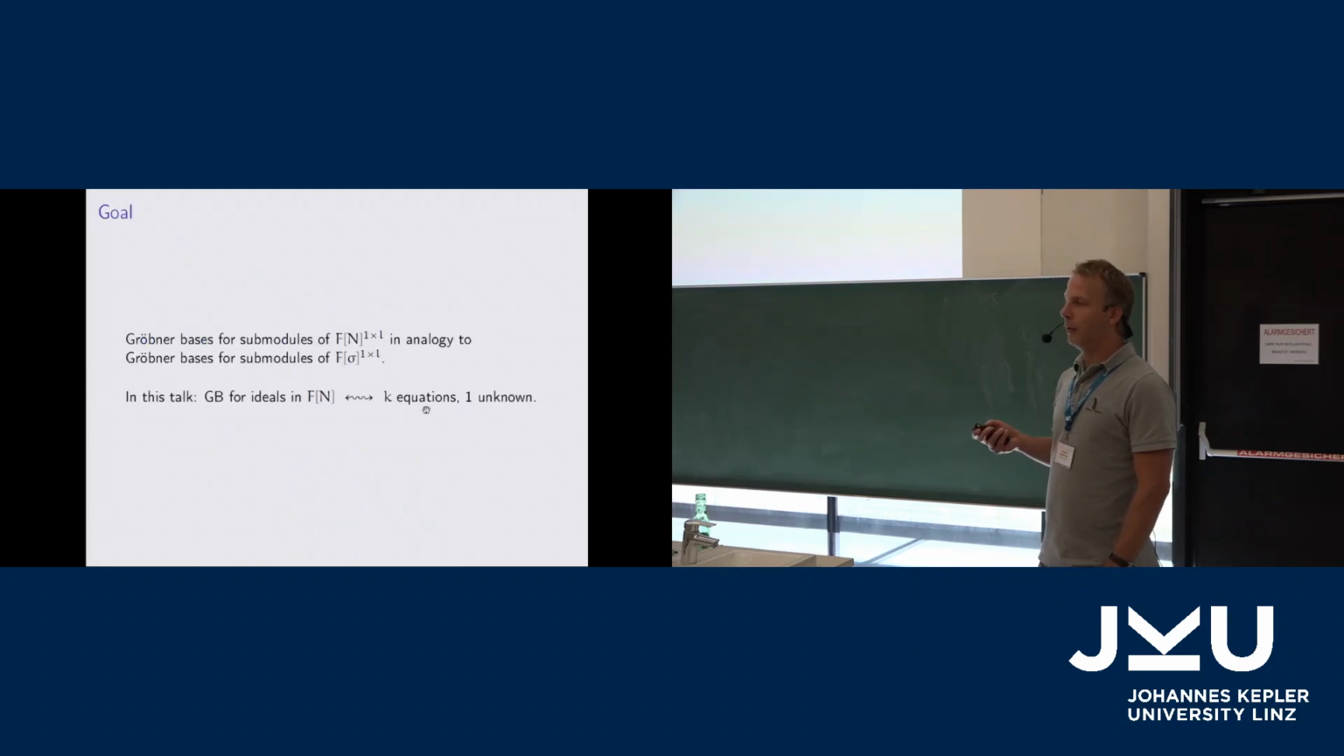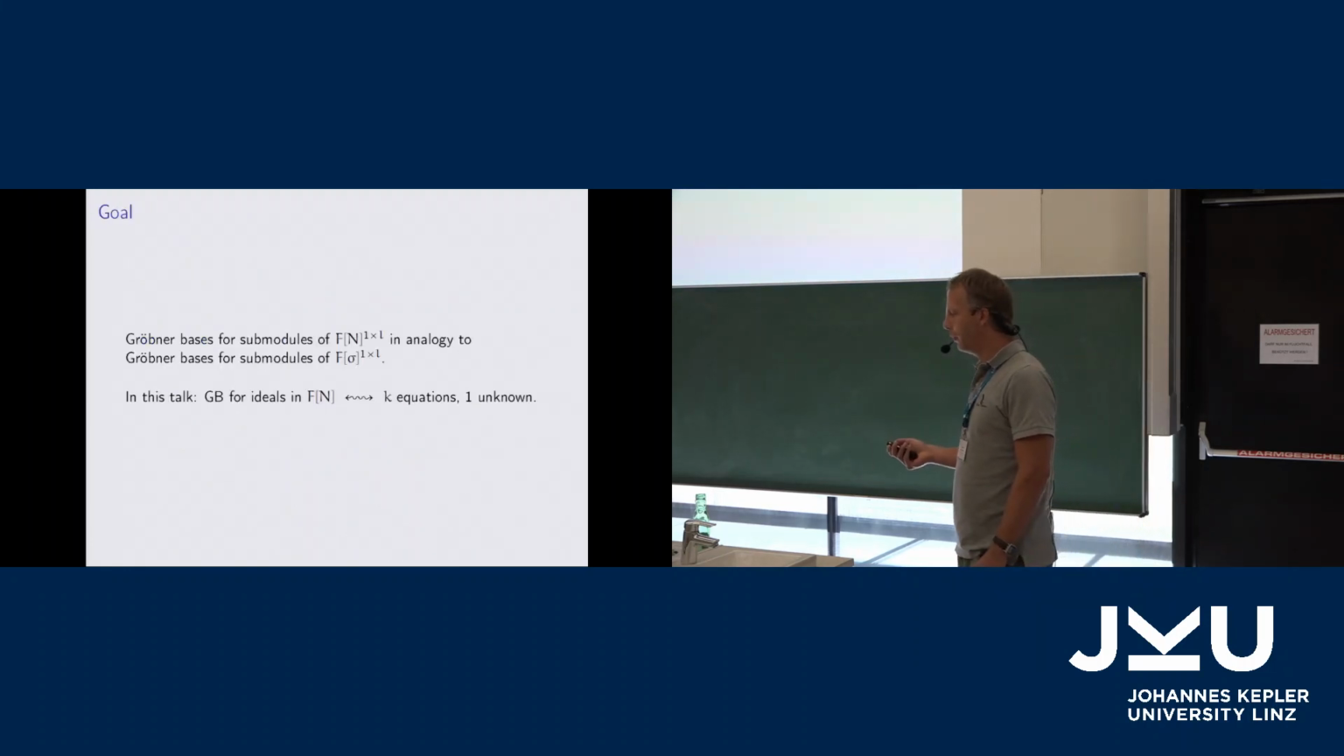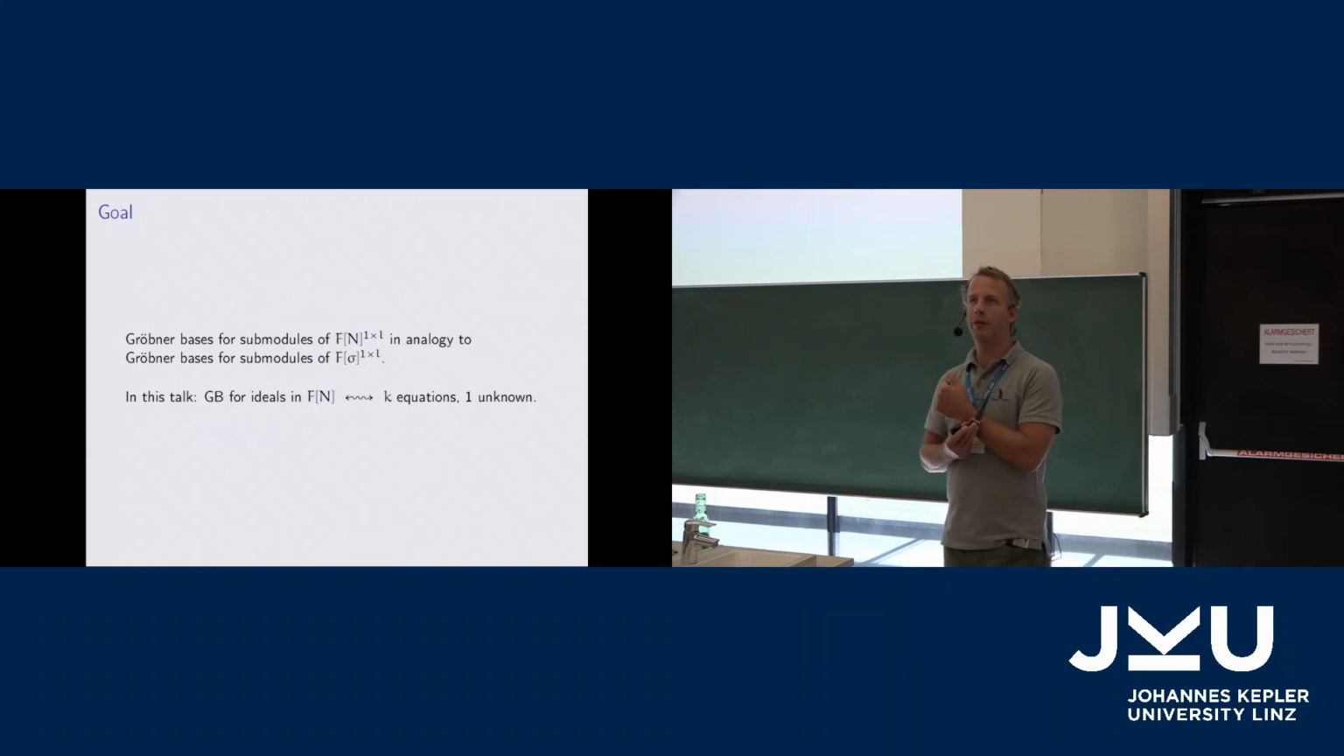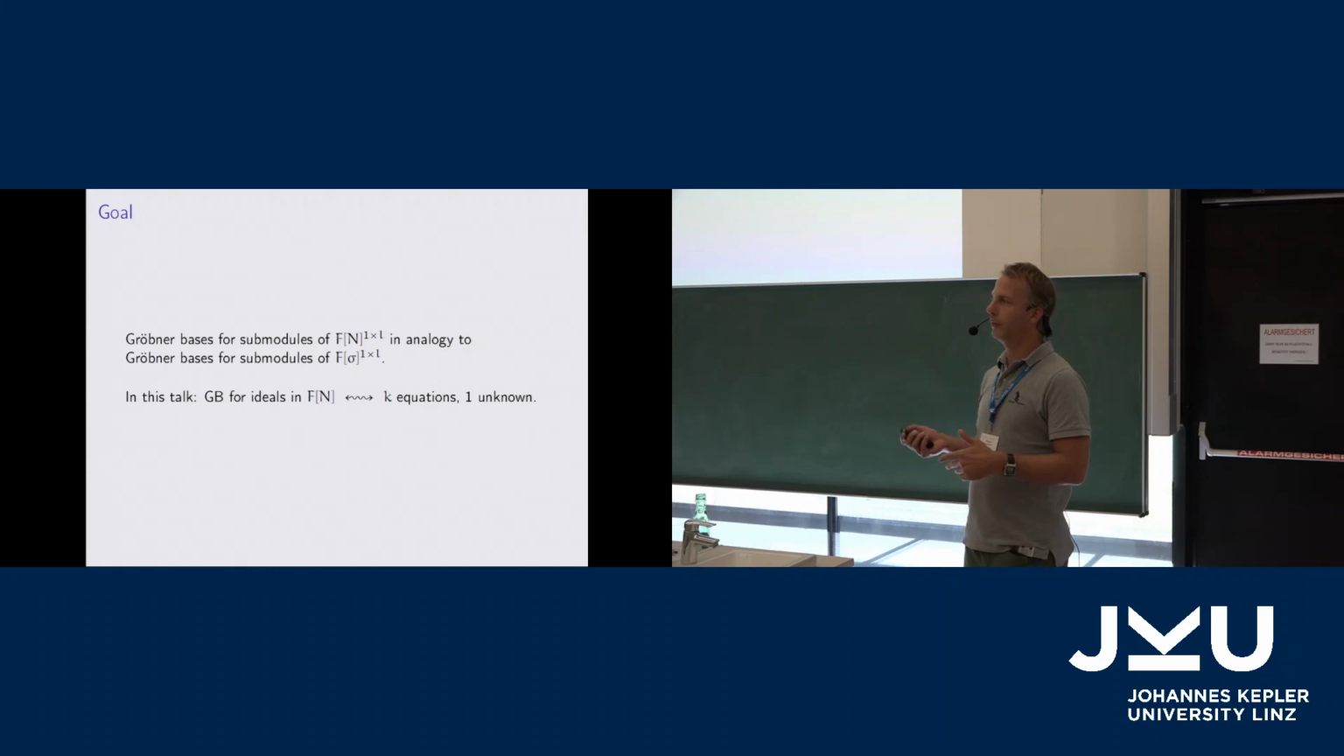Okay, so in order to solve the Cauchy problem for difficult problems, we would like to have a Gröbner basis theory for submodules over this monoid algebra, just like we have it over the polynomial ring. In this talk, I will restrict myself to Gröbner bases for ideals, and in terms of the difference equation, it means that we have only one unknown. So W is one sequence and not a vector of sequences.